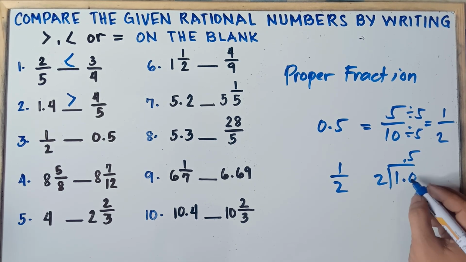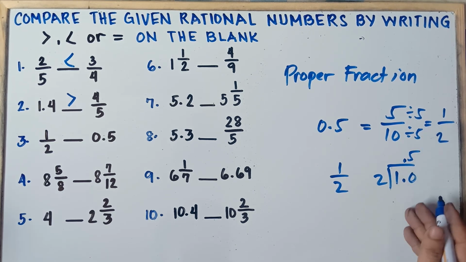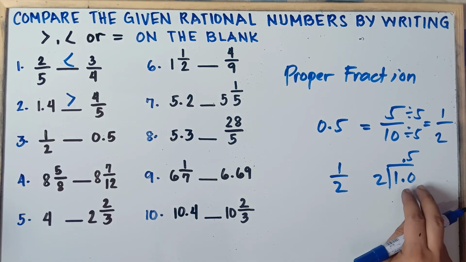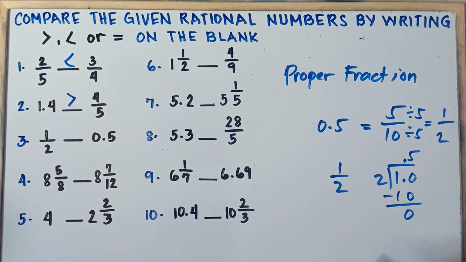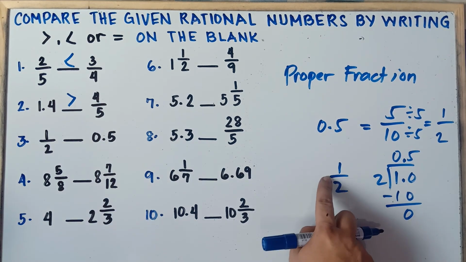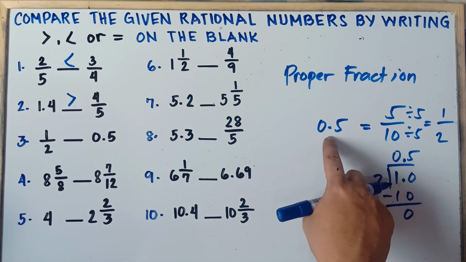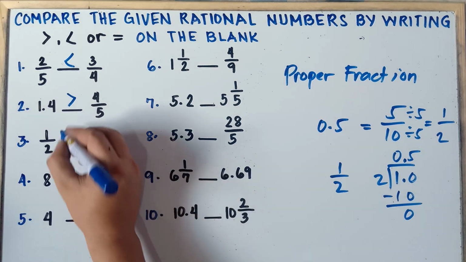Once again, add 1 0, then you put a point on the top. You align the points. You think this one is 10. 10 divided by 2, that's 5. 5 times 2, that's 10. Subtract, 0. So 0.5. Same, class. So therefore, 1/2 is equivalent to 0.5, and 0.5 is equivalent to 1/2. So this is equal.